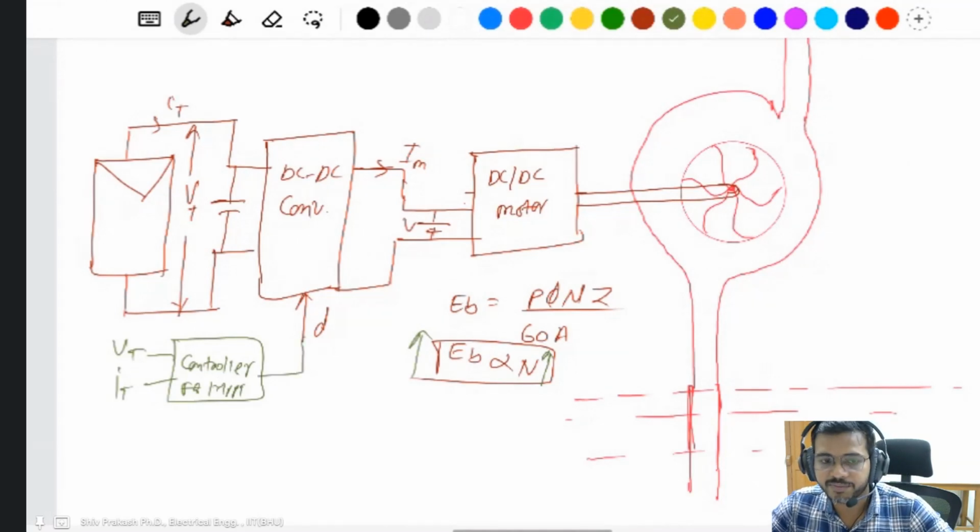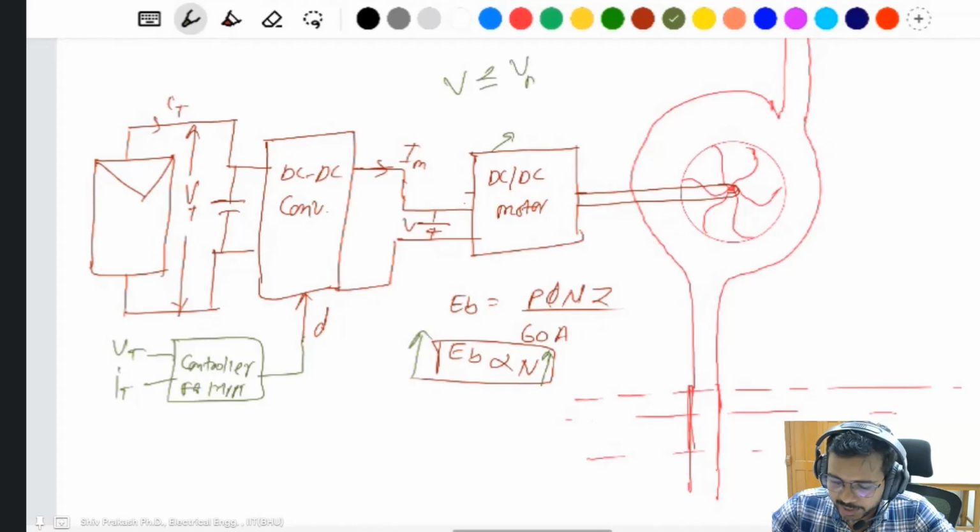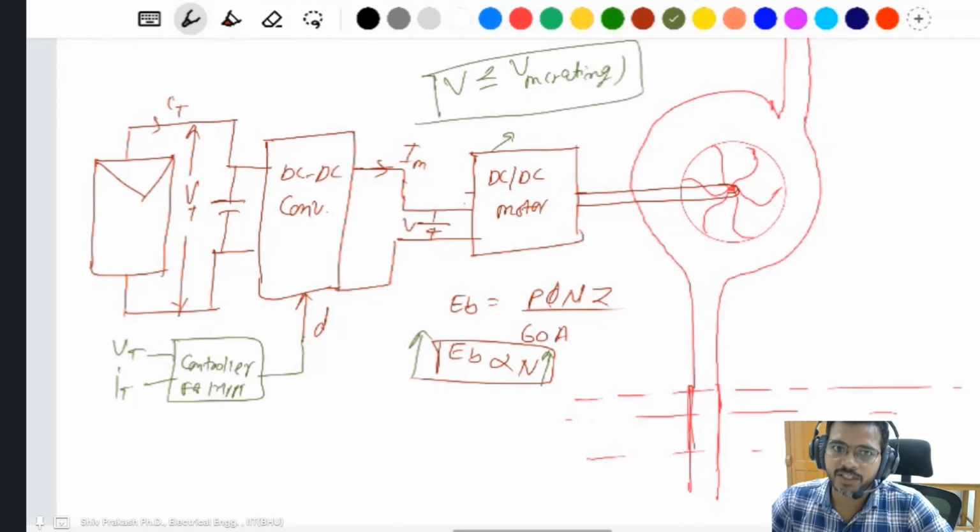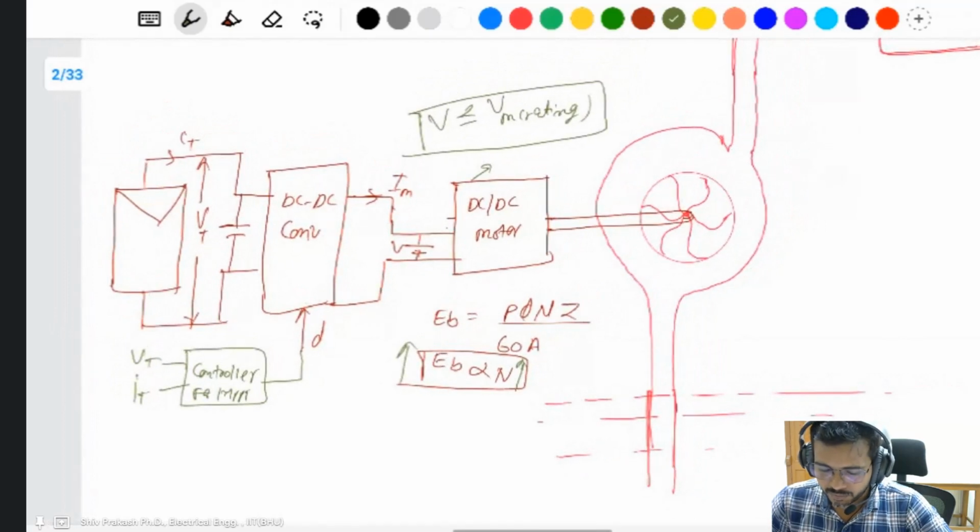But you can regulate the voltage at the maximum voltage of the DC motor rating. It will be less than or equal to the motor voltage rating. This is the restriction for that: the voltage rating of a DC motor can't exceed beyond the rating of the motor. The remaining part you can apply.